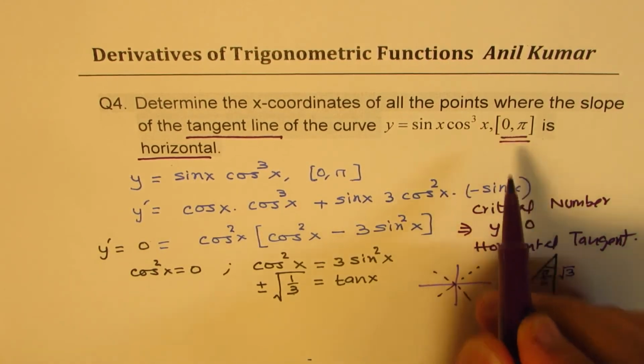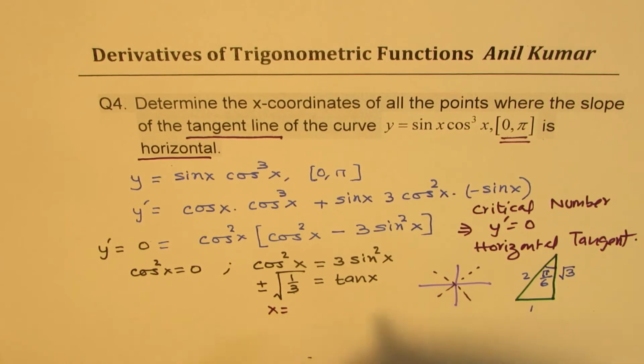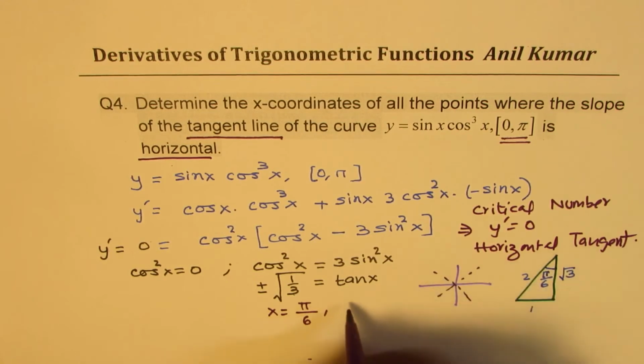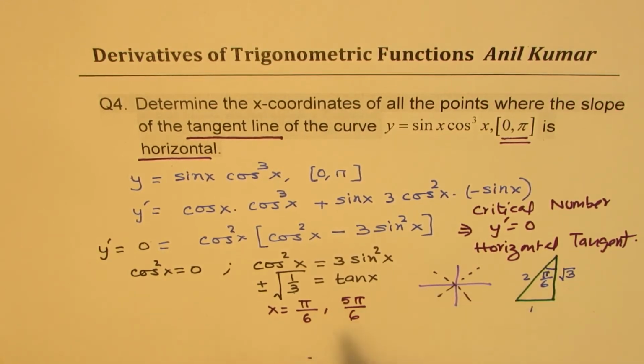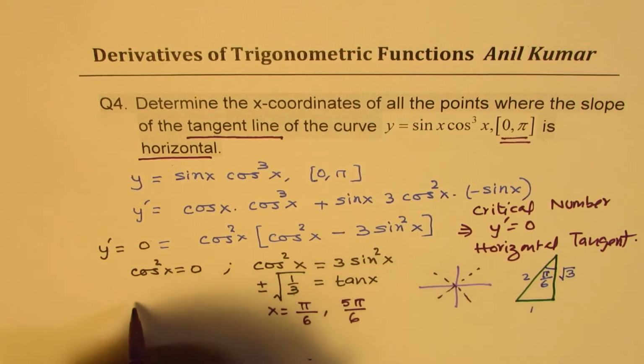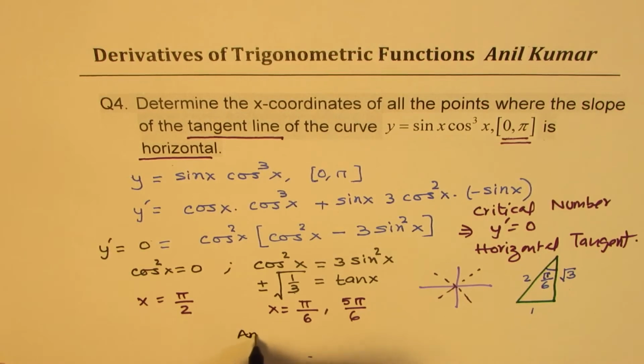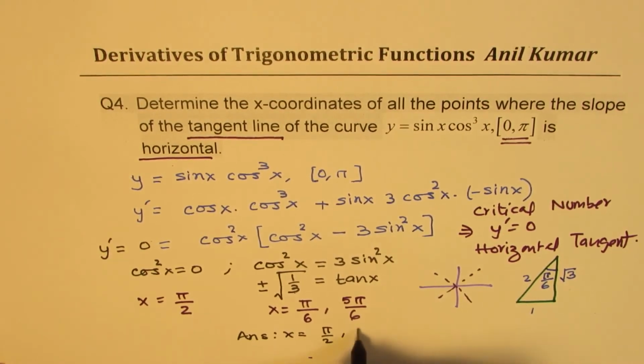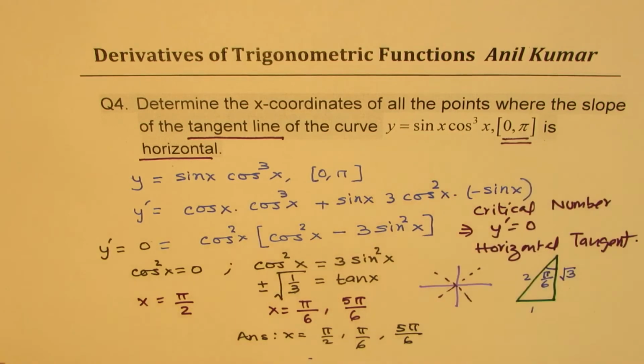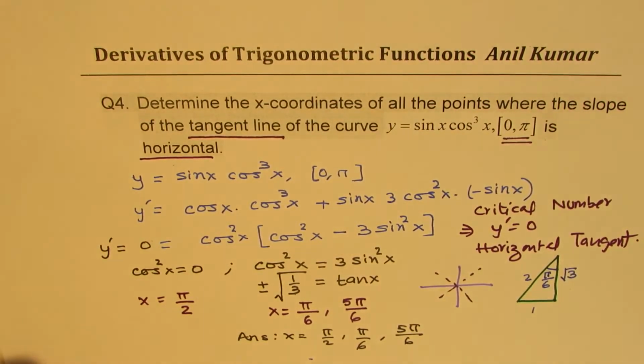Since the interval is from 0 to pi, we get the value of x as pi by 6 and pi minus pi by 6, which is 5 pi by 6. As far as the cos zeros are concerned, they are at pi by 2, right? So this is at x equals pi by 2. Correct? So these are the solutions where the tangent line will be horizontal. So we get the answer as x equals pi by 2, pi by 6, and 5 pi by 6, since we are working in the interval 0 to pi. I hope that's absolutely clear, right?